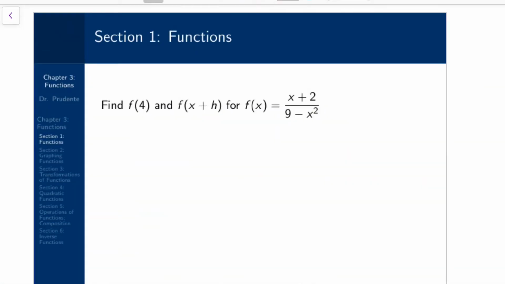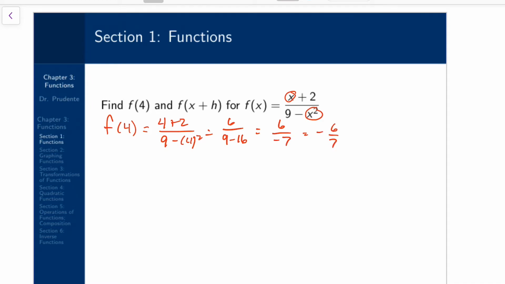All right, let's do 2 quick examples of this to demonstrate this. We want to find f of 4, if f of x is equal to x plus 2 divided by 9 minus x squared. So of course, based on what we just talked about, we'd replace every instance of x with our 4. 4 plus 2 divided by 9 minus 4 squared, which would be 6 over 9 minus 16, which is 6 over negative 7, or negative 6/7.